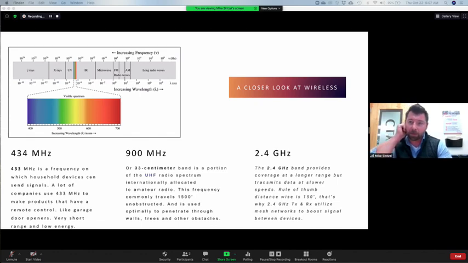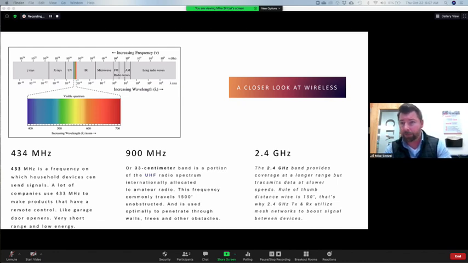Lutron utilizes 434 for their wireless, and it's low power, and the wave doesn't really go that far, which means communication can sometimes be an issue. But if you add in more hubs that bounce the signal back and make communication better, then it works.